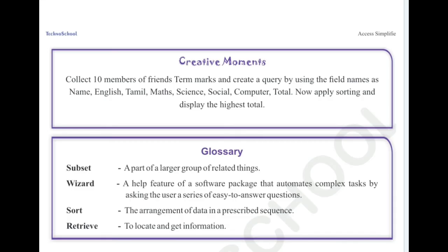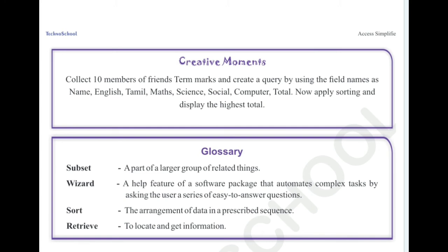Let me explain the next part of this lesson, creative moments and glossary. Creative moments. So here what you have to do: collect the term marks of 10 friends and create a query using the field names as name, English, Tamil, Maths. So we have to create the columns. These column headings we need: name of the students and their subject marks: English, Tamil, Maths, Science, Social and Computer Science, and total. So now apply sorting and display the highest total.